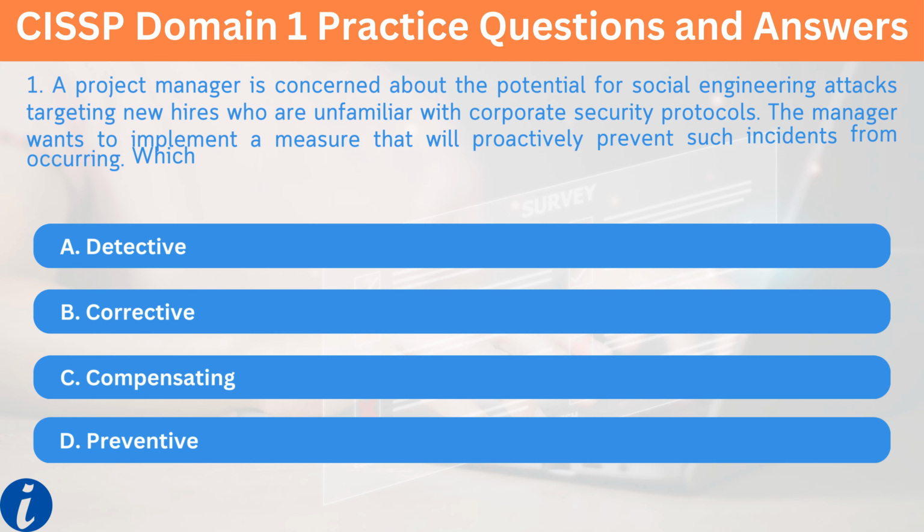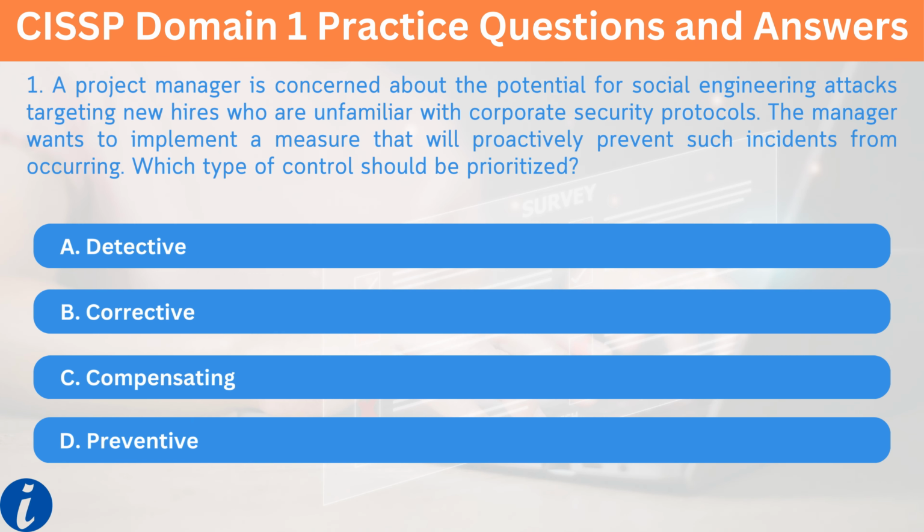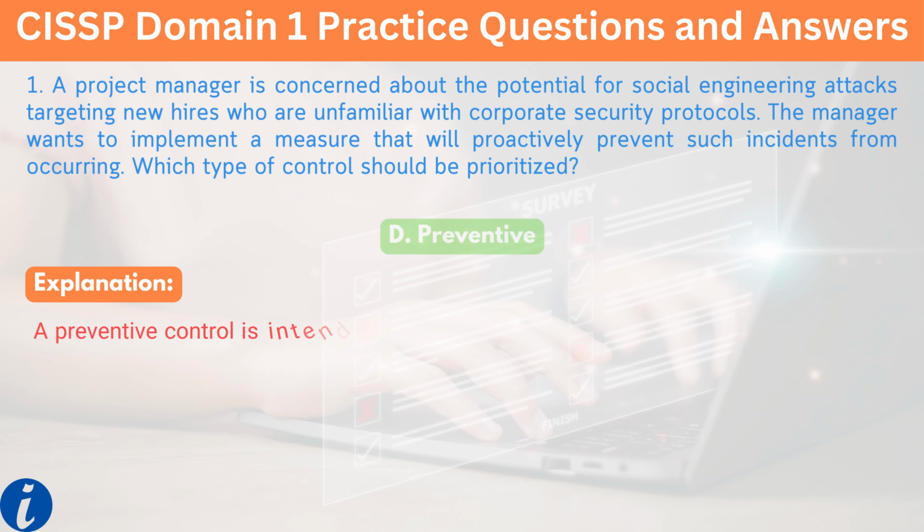Let's get started. 1. A project manager is concerned about the potential for social engineering attacks targeting new hires who are unfamiliar with corporate security protocols. The manager wants to implement a measure that will proactively prevent such incidents from occurring. Which type of control should be prioritized? A. Detective. B. Corrective. C. Compensating. D. Preventive. The correct answer is D.